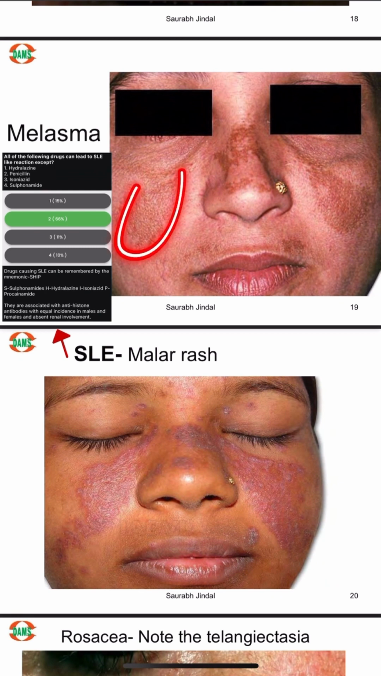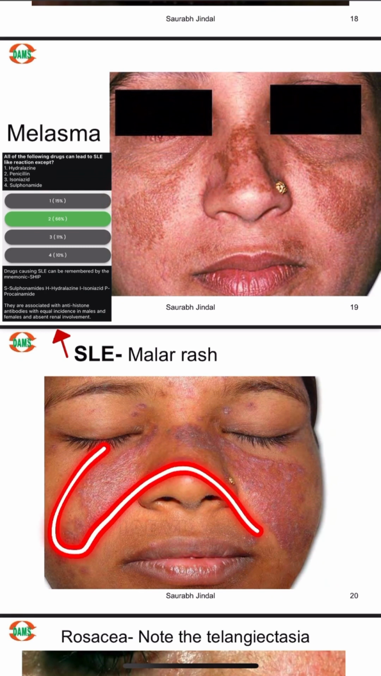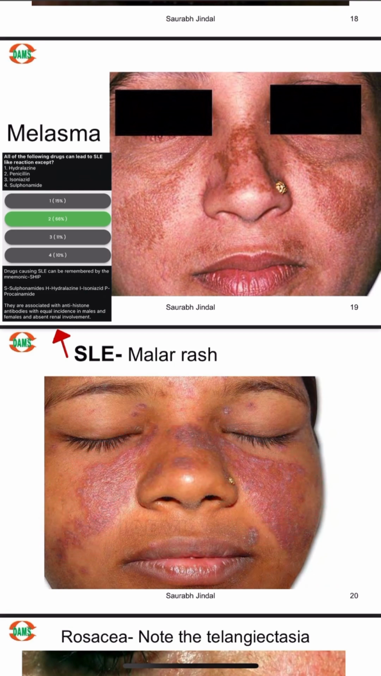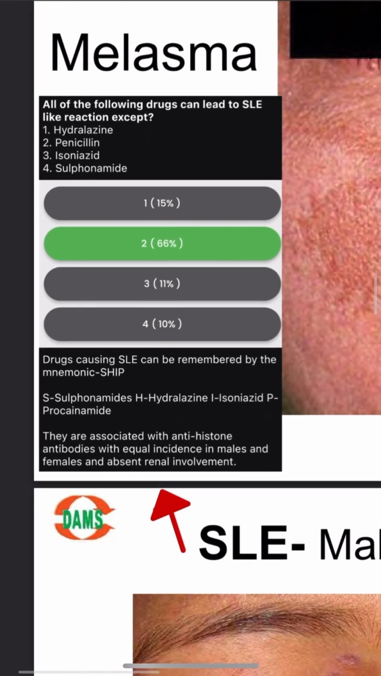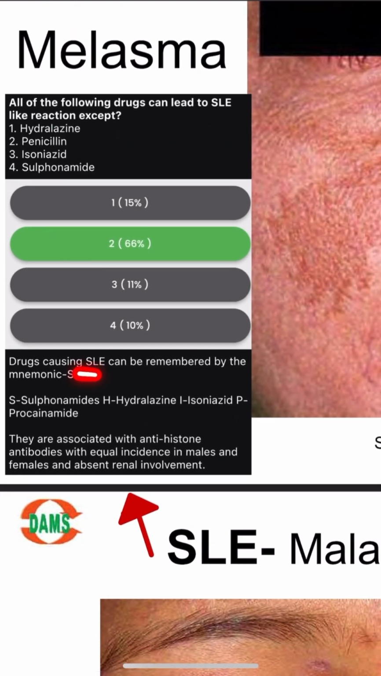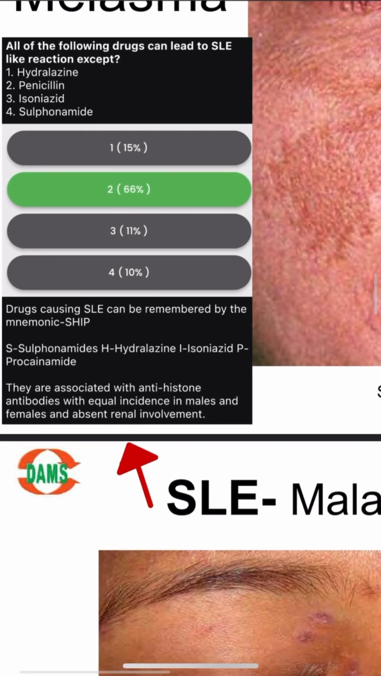See, this is melasma and this is SLE malar rash. Drugs causing SLE can be remembered by the mnemonic SHIP, which is sulfonamide, hydralazine, isoniazid, and procainamide. This causes SLE-like lesions.